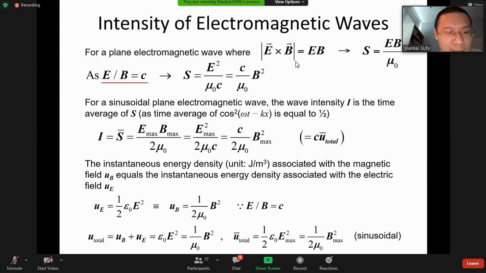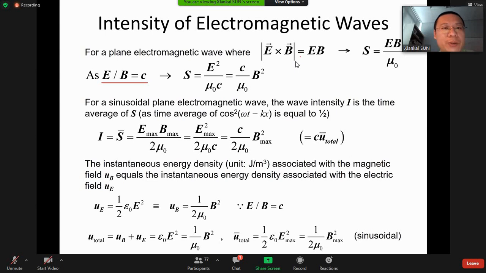Yeah, let me confirm the answer. The answer will be I equal to 0, because after the vertical polarizer, the light is polarized only along the vertical direction, and the vertically polarized light cannot pass through a horizontal polarizer because they are 90 degrees apart. So cosine 90 degrees is equal to 0. Okay.